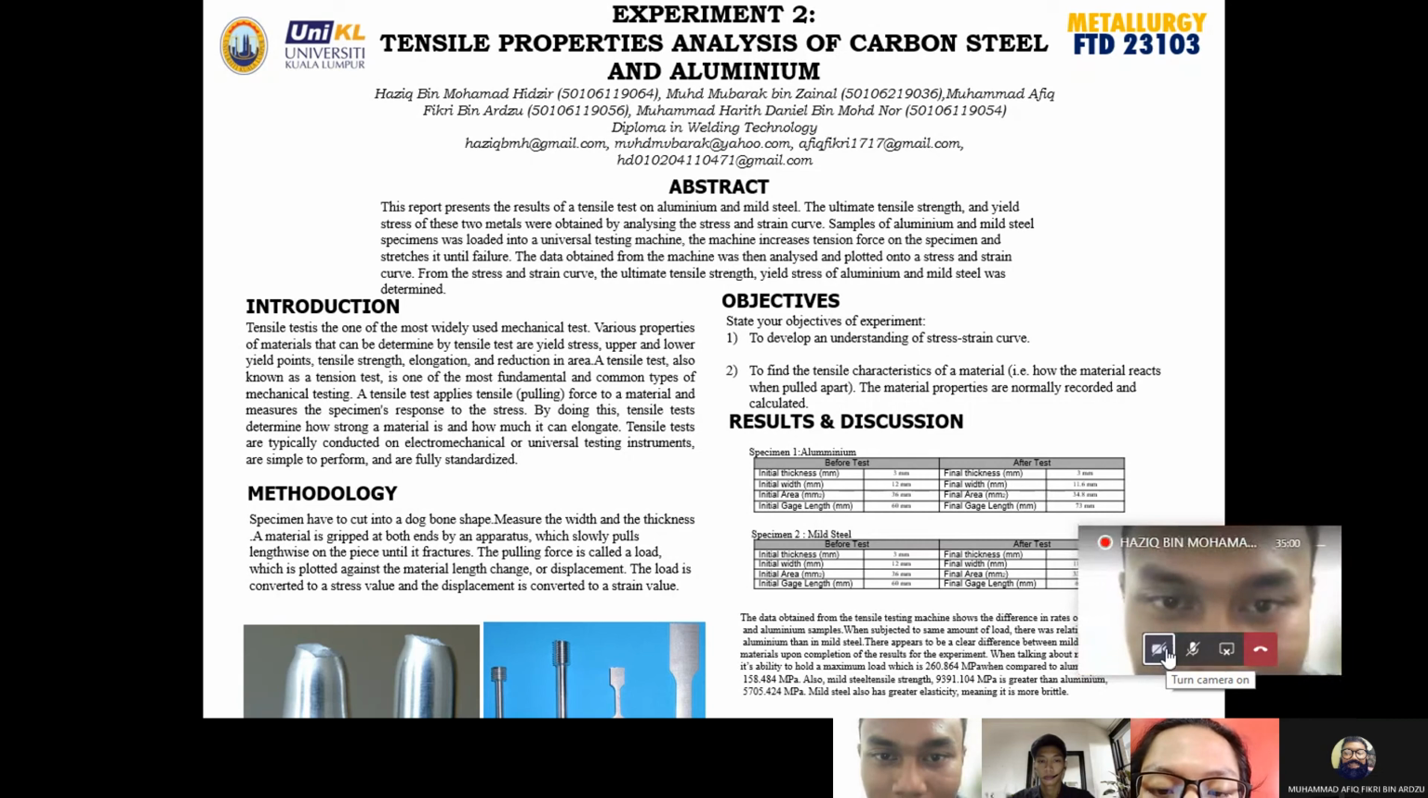Introduction. Tensile test is one of the most widely used mechanical tests. Various properties of materials that can be determined by tensile test are yield stress, upper and lower yield points, tensile strength, elongation, and reduction in area.